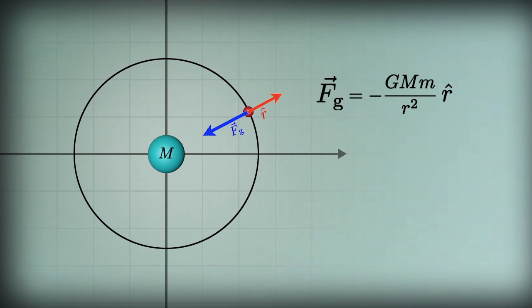R hat points in the direction of increasing r, that is, away from the origin. But the force is toward the origin, which is why we have the minus sign. The acceleration vector points in the opposite direction as r hat. We'll be using Newton's law of gravity a lot.